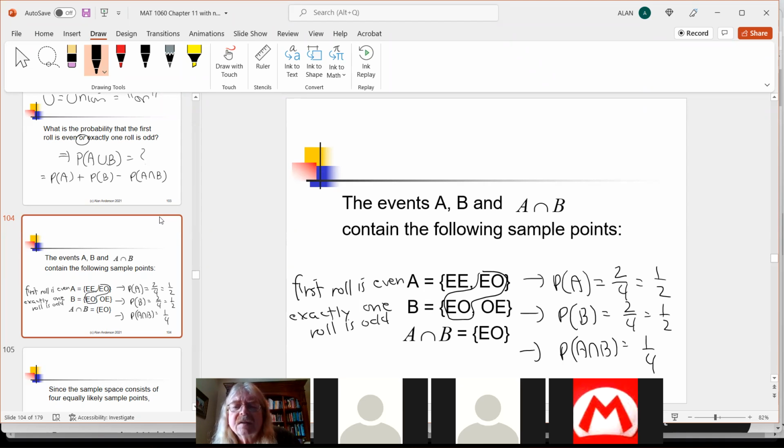Now, the intersection is the only element that they have in common, EO. And because there's only one element in the set, that means that the probability of A intersect B is 1/4. So we've got all 3 of our probabilities. All that remains to do is plug them in to the addition rule.